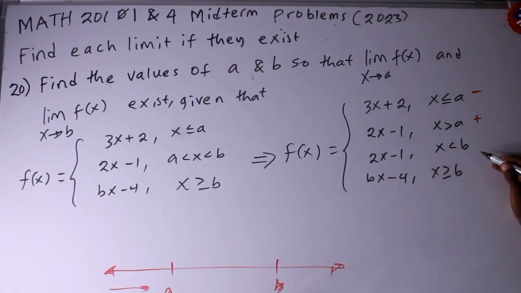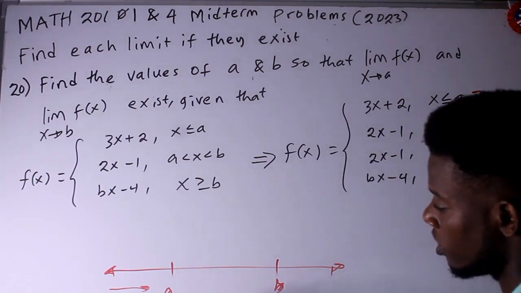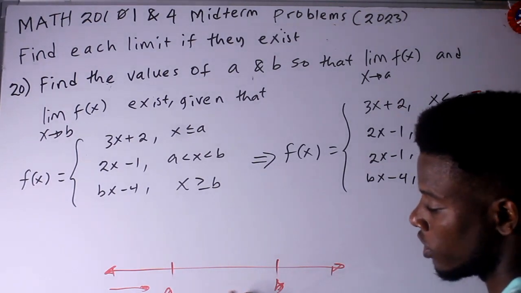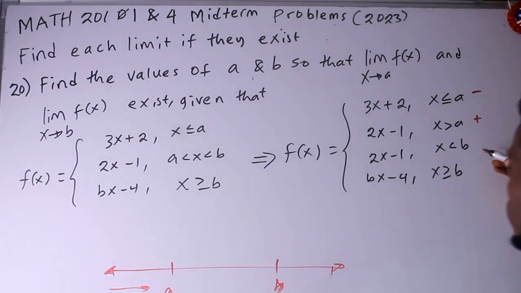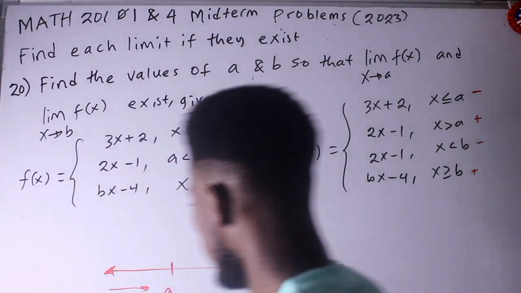is less than B. This is B. If x is less than B, that means x value is on this side and x is approaching B from the left. So this is a left hand limit, and this is also a right hand limit. So let's quickly move on to evaluate that.